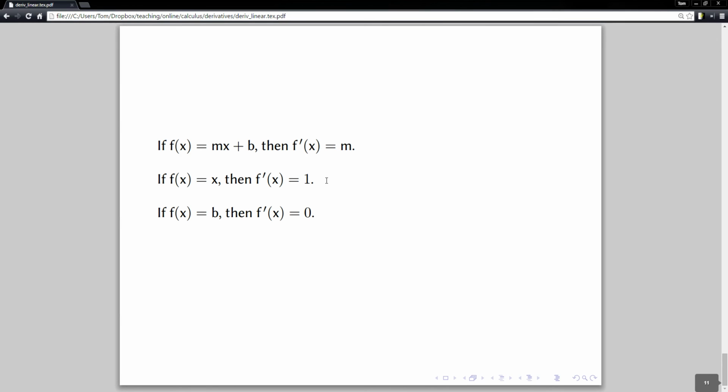The second case is where m is 0. This would be the graph of a horizontal line. So if f of x equals just a number, b, the y-intercept, then the derivative is equal to 0. If I have a line, the derivative of the line is just the slope of the line. It's a number every single time. In particular, if I have the function f of x equals x, its derivative is equal to 1. And if I have f of x equal to some number, a constant, then the derivative is just 0.